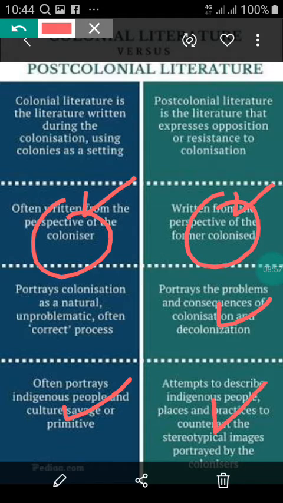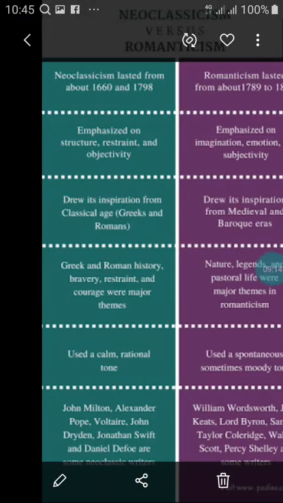So it is a reaction to the colonizers. Whatever literature the colonizers produced in colonial literature, in post-colonial literature they are giving their own voice. They say that the voice of the colonizer is not true. We have our own voice.